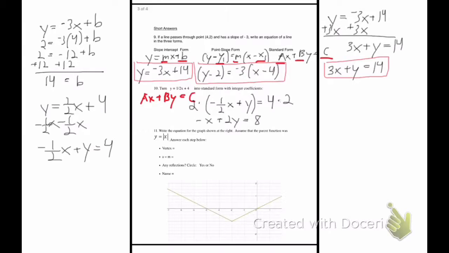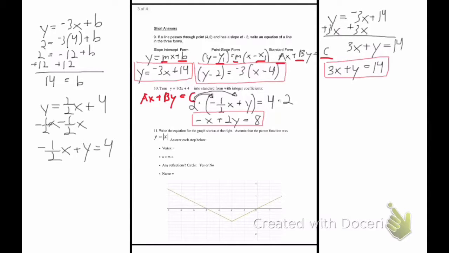Now, where do we get the 2y from? Well, we have 2 outside the parentheses, so we have to distribute. 2 times negative 1/2 gives us a negative x, and 2 times y gives us 2y. Therefore, the final answer in standard form would be negative x plus 2y equals 8.